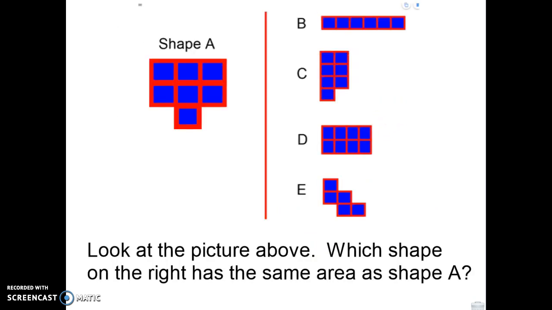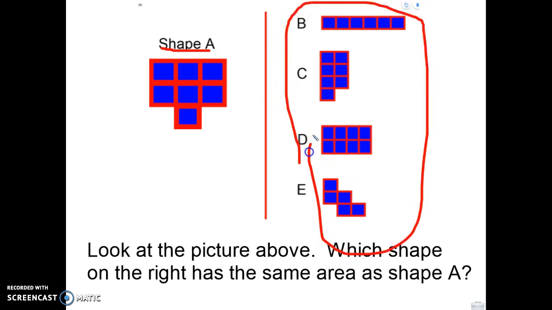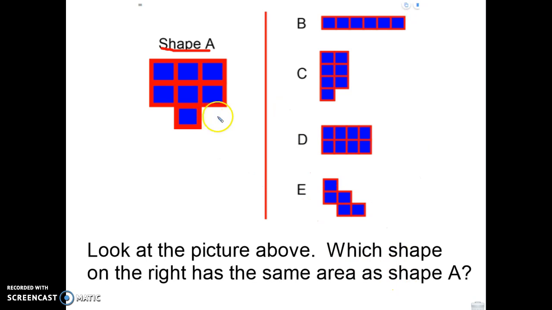Okay, a lot of these problems will show you some shapes, and it asks you different questions at the bottom. It says, look at the pictures above. Which shape on the right has the same area as shape A? So I look up here. Here I have shape A. So I'm trying to find which shape over here has the same area as A. So first I'm going to figure out A.